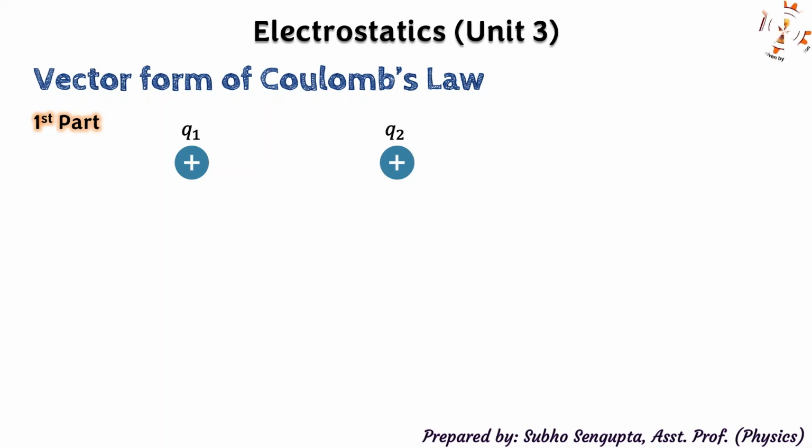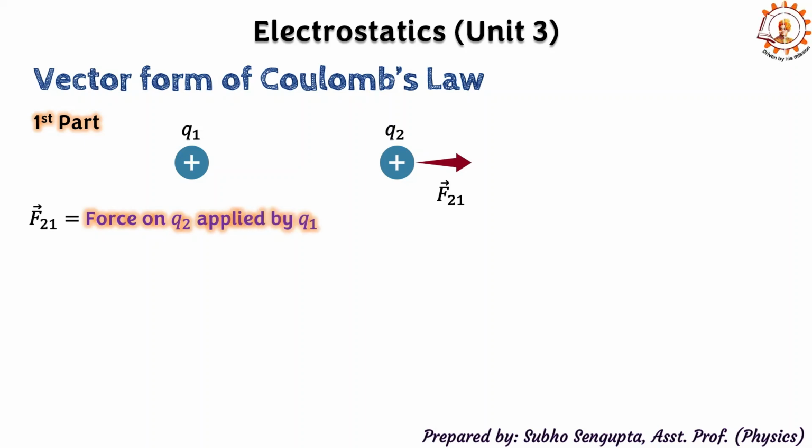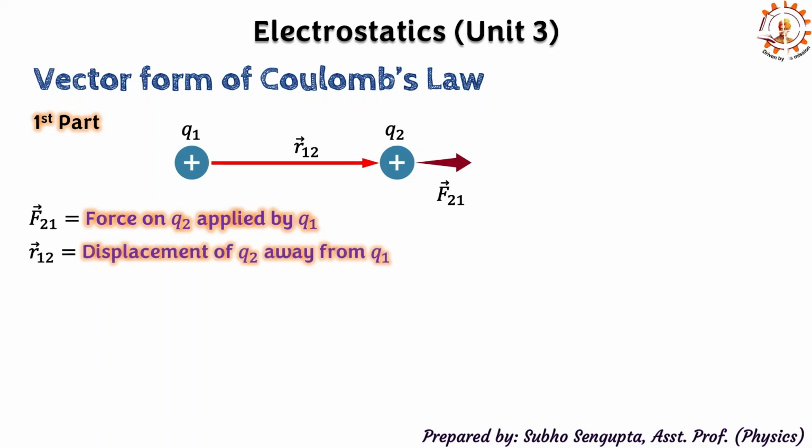The charge Q2 experiences the force applied by Q1 in this direction. I denote this force as vector F suffix 21. So, vector F suffix 21 represents the force on charge Q2 applied by the charge Q1. Due to this force, the charge Q2 is displaced away from the charge Q1. I denote this displacement as vector R suffix 12. So, vector R suffix 12 is the displacement of the charge Q2 away from the charge Q1 as shown in the figure. To find out the expression of the force in vector form, I will use the concept of unit vector.